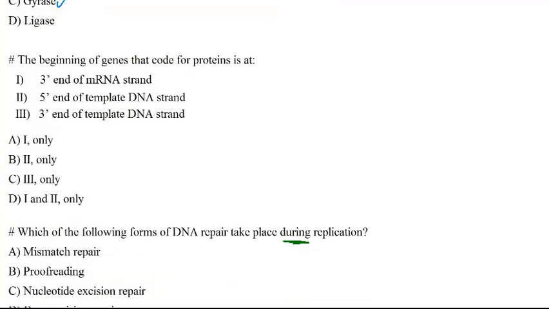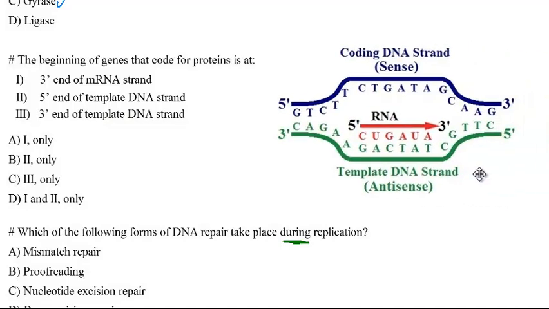Now this is my favorite question. The beginning of a gene that codes for protein is at? So here is how we summarized our question. You can see that the beginning of our RNA, the 5' end, corresponds to the 3' end of the template DNA strand. So therefore, our very first amino acid corresponds to the 3' end of the template DNA strand. So choice 3 would be the correct answer. The 5' end would be incorrect because that would be our last amino acids.